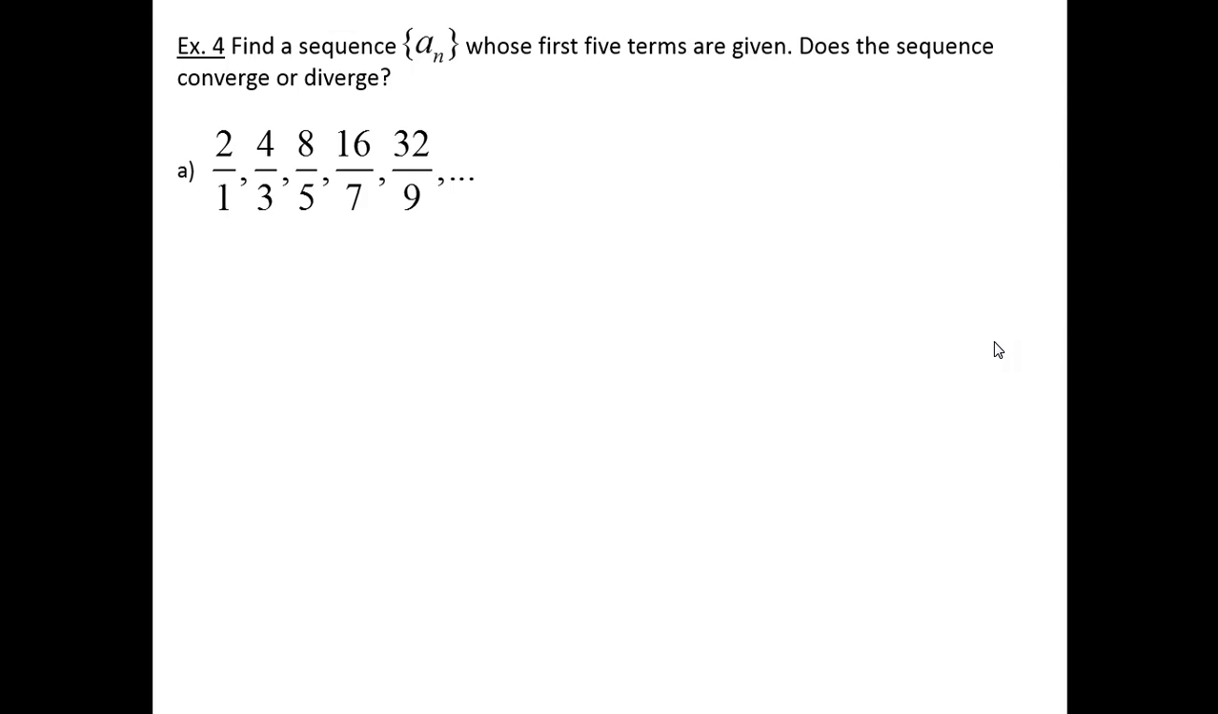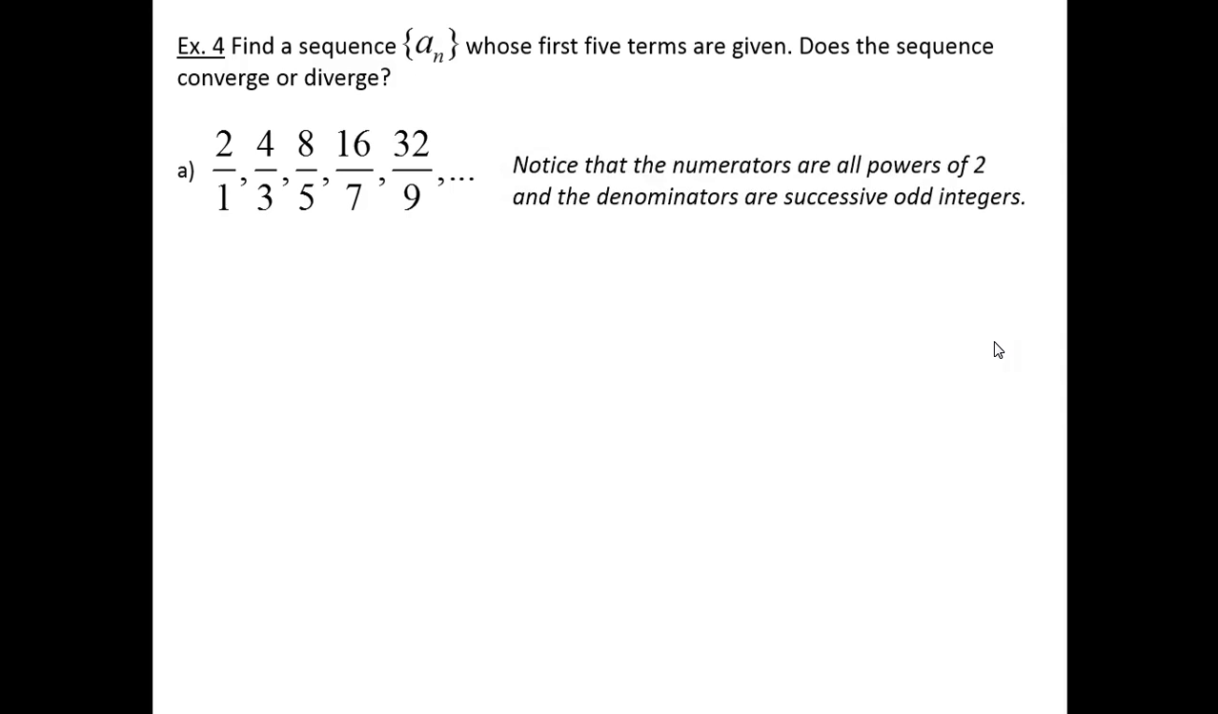One thing to observe is that all of the numerators are powers of 2: 2 to the first, 2 to the second, 2 to the third. And the denominators are all successive odd integers: 1, 3, 5, 7, 9. How can we express that? We're going to write this as 2 to the n over 2n minus 1. 2n minus 1 would take an even integer and just subtract 1 from it, which is where the 1, 3, 5, 7, 9 would come from.